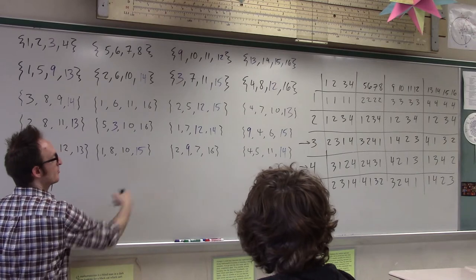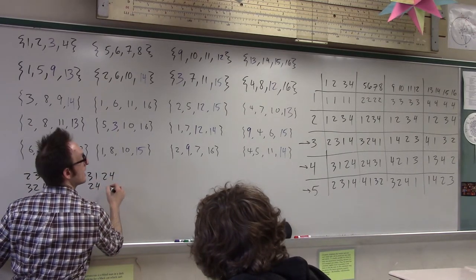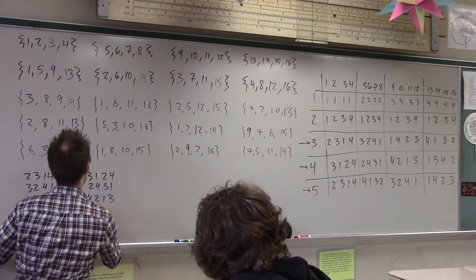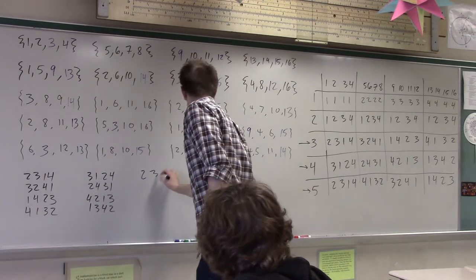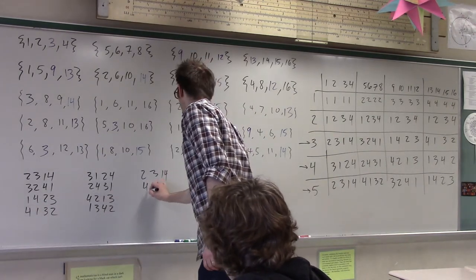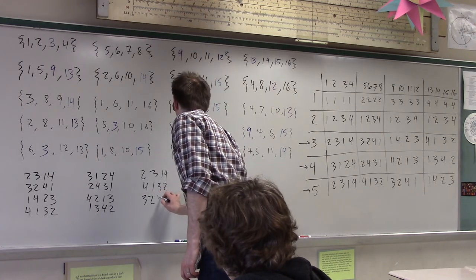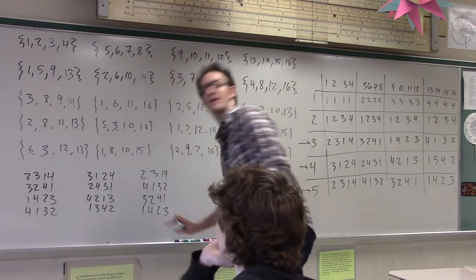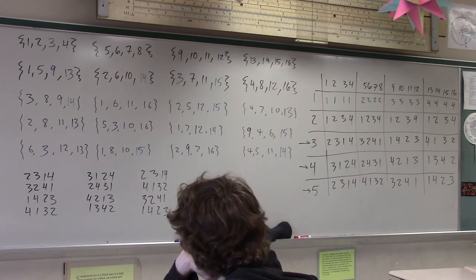3, 2, 4, 1. 1, 4, 2, 3. 4, 1, 3, 2. There's Latin square number 1. Now using row 4, I get Latin square number 2, and using row 5, I get Latin square number 3, and they are all mutually orthogonal, and we win.